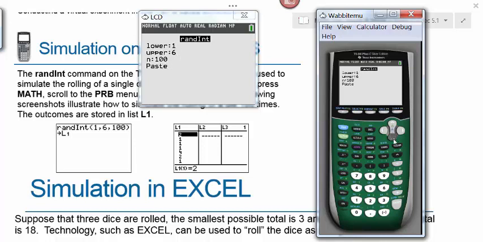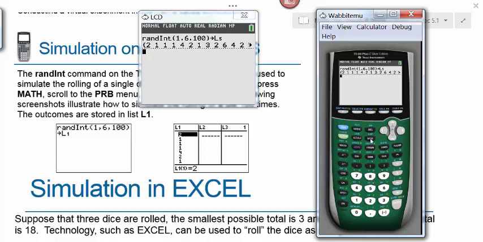So if I want to simulate 100 tosses of a die, I could use 1 for my lower bound, 6 for my upper bound, n is 100, hit paste, and then I want to store these numbers somewhere. And I want to store them in a list, so down here above the on button is the store button, and I want to store these numbers in list 5. It's actually going to pop the list up on my screen on this calculator. Your calculator may not, it may just automatically populate list 5.